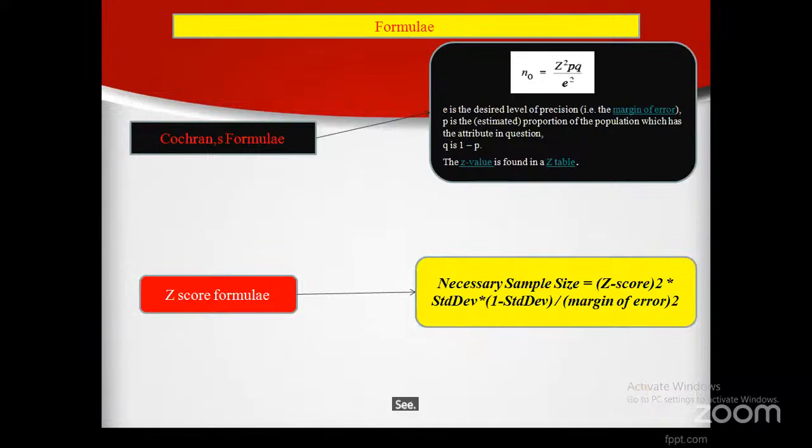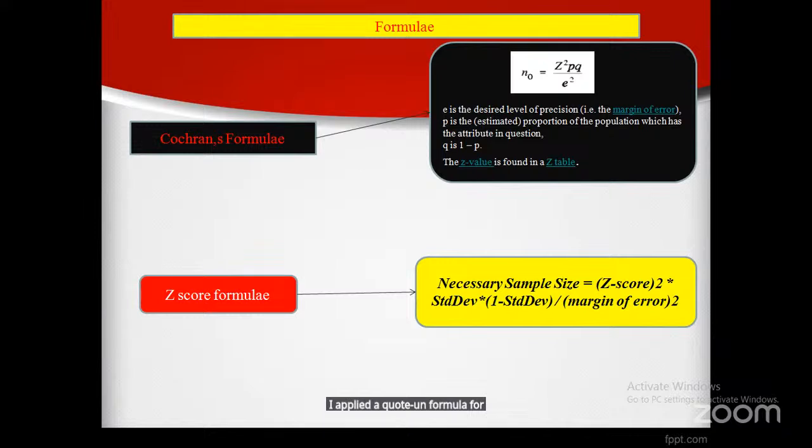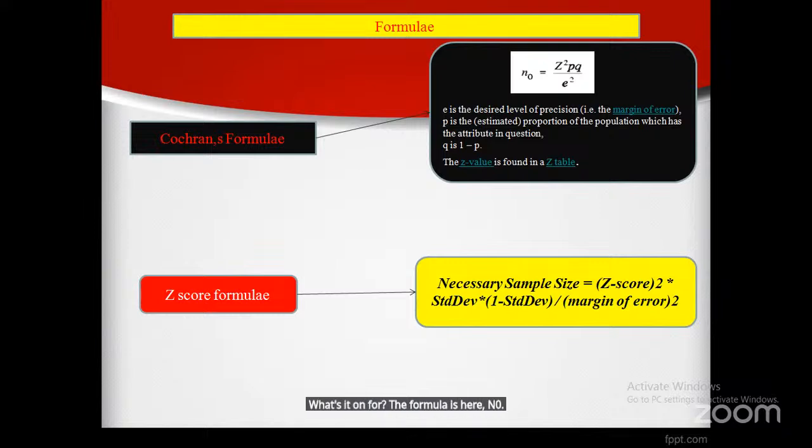See, what are the formulas available for the fixation of sample size? Cochran's formula. Cochran. Whenever we conduct open defense and pre-submission seminars, some of the research scholars present that I applied Cochran's formula for the fixation of sample size. The formula is here, N0, that means optimal sample size, equals Z square PQ divided by E square. And what is Z square? What is P? What is Q?